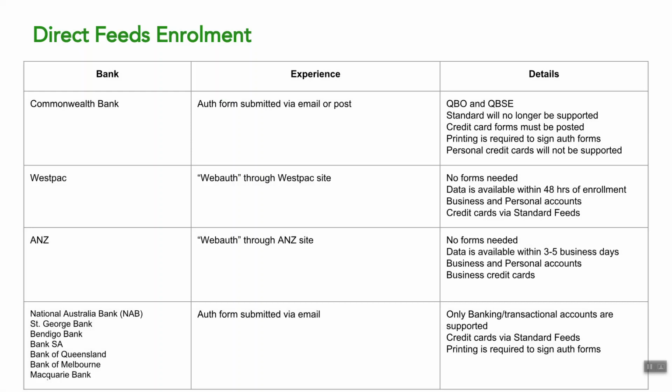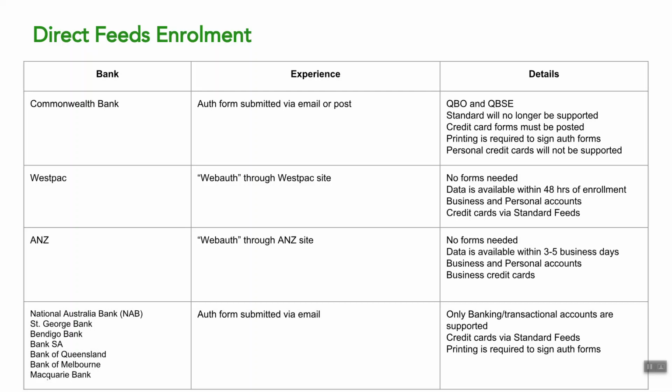Now, by far the hottest topic right now is Commonwealth Bank. Commonwealth Bank is going through a change where standard connections will no longer be supported for their accounts. So everyone is actually needing to move into a direct bank feed. And this is true for both QuickBooks Online and QuickBooks Self-Employed.